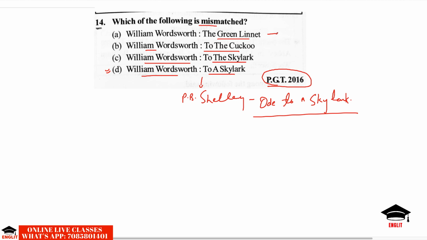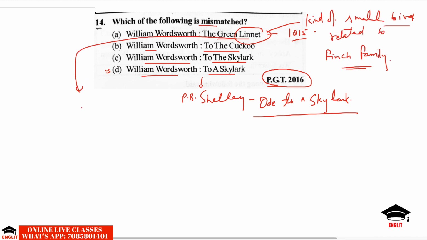Green Linnet was composed in 1815, and linnet is a kind of small bird related to the finch family. This bird is very welcoming in May, as May is the happiest month in Western culture or in the European continent. So this linnet is a welcoming bird there. William Wordsworth believes that this linnet provides wisdom, and as such he is addressing this linnet bird in this poem, The Green Linnet. So it is a bird of wisdom. A bird of wisdom gives words of wisdom.